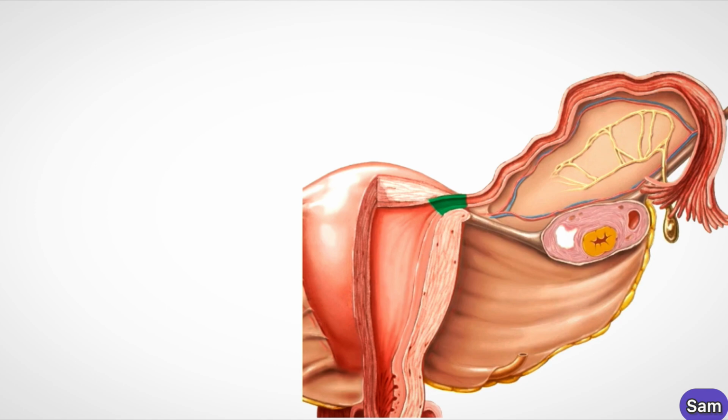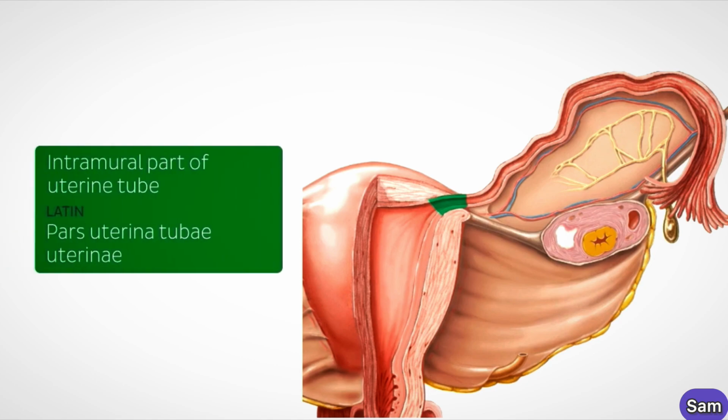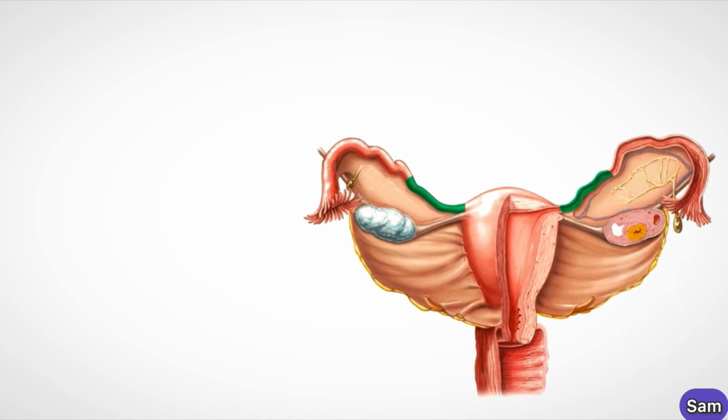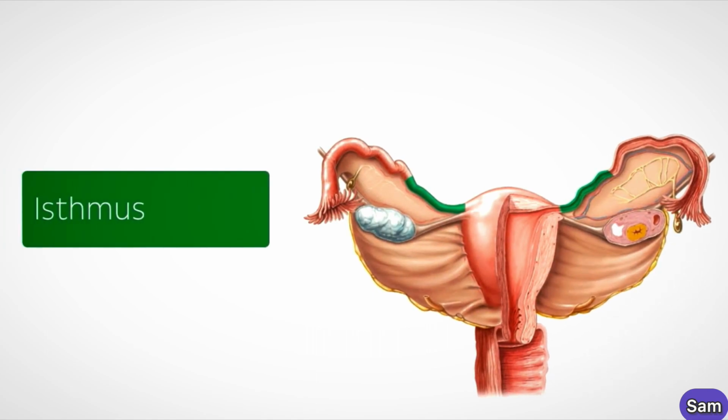And the first part we're going to look at is the intramural part, sometimes also called the interstitial part. And this part of the fallopian tube is located within the myometrium of the uterus, and it's roughly about 1 centimeter long and 0.7 millimeters wide. And the next part of the fallopian tube we're going to look at is the isthmus. And the isthmus is a lateral continuation of the intramural part. And as we can see, it's a rounded muscular part of the fallopian tube and is also the narrowest part of the tubes. It's around about 3 centimeters long and between 1 and 5 millimeters wide.